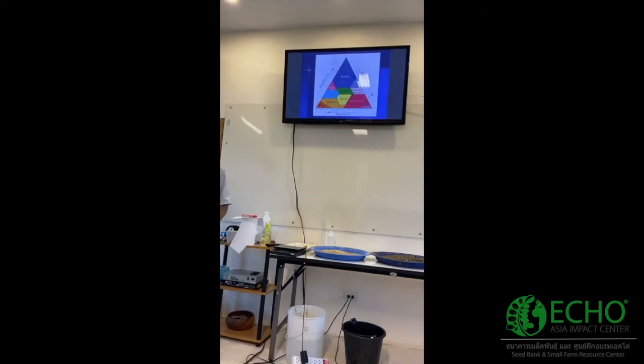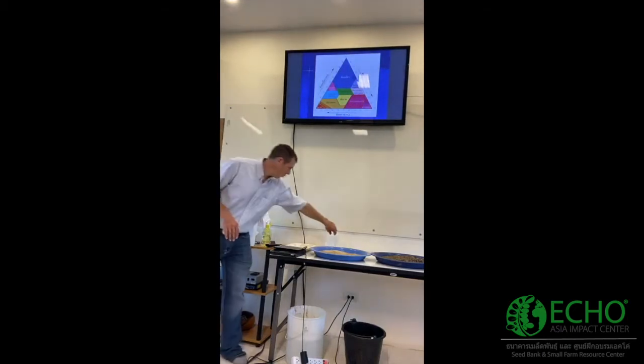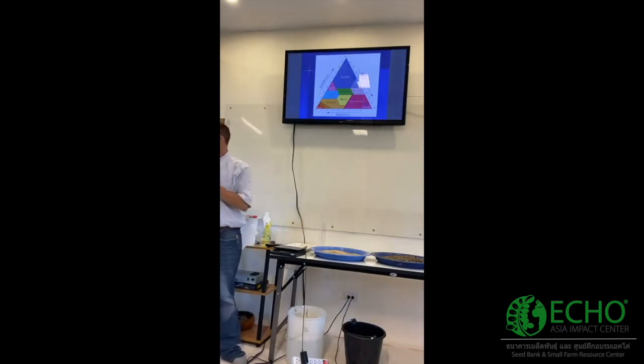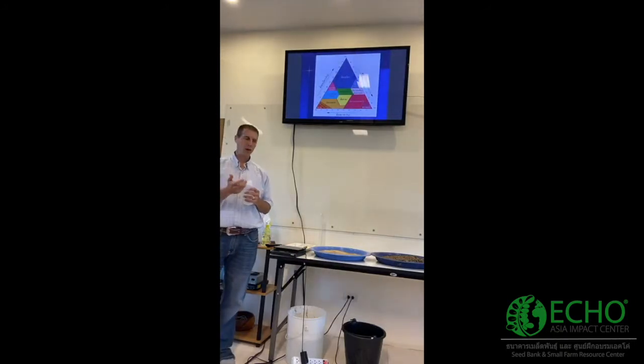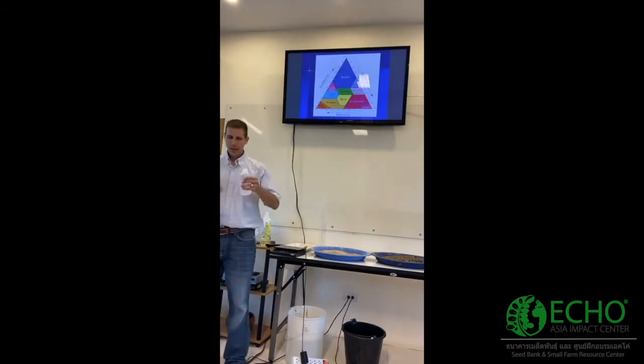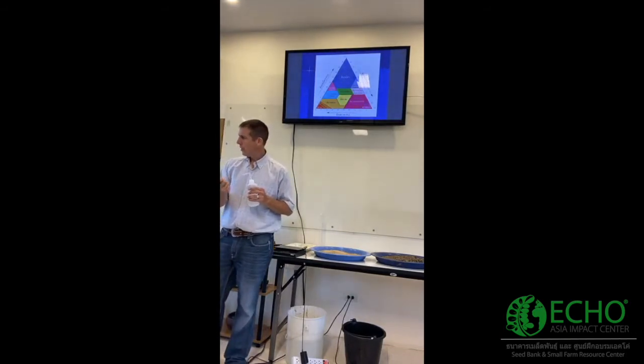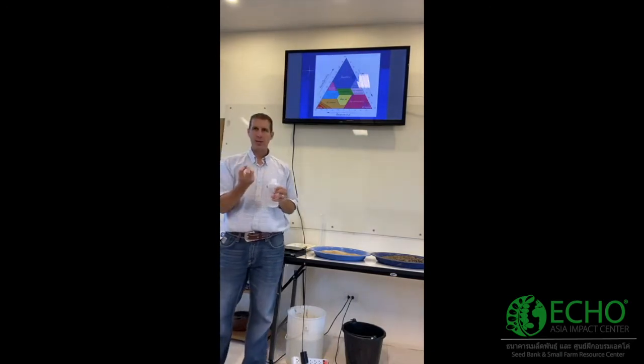Okay, at this point I want to teach you how to use your hand to determine the texture. So what we're going to use is water. And I'm going to add water, so I'm going to take a handful of soil, and I'm going to add water slowly and mix it together in my hand until I can make a ball.